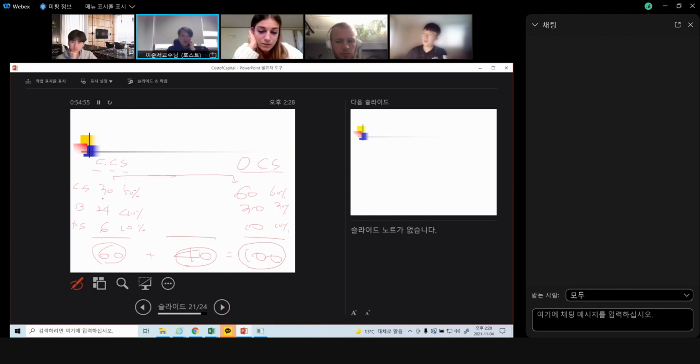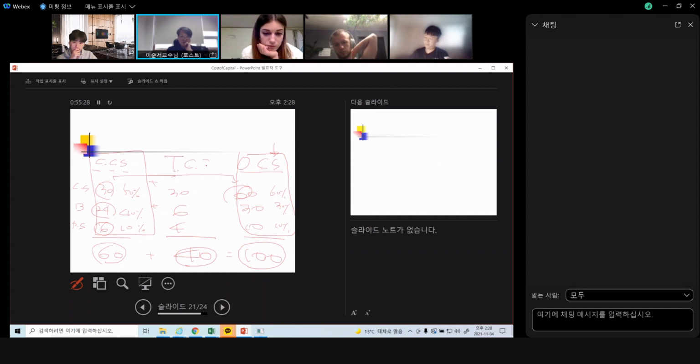From 30 to 60, how much money do we need? 30 plus 30 is going to be 60, right? 24 plus something is 30. 6 is 30. 6 plus 4 is going to be 10. So this is the current capital structure. This is the optimal, the ideal capital structure. Then this is called the target capital structure.